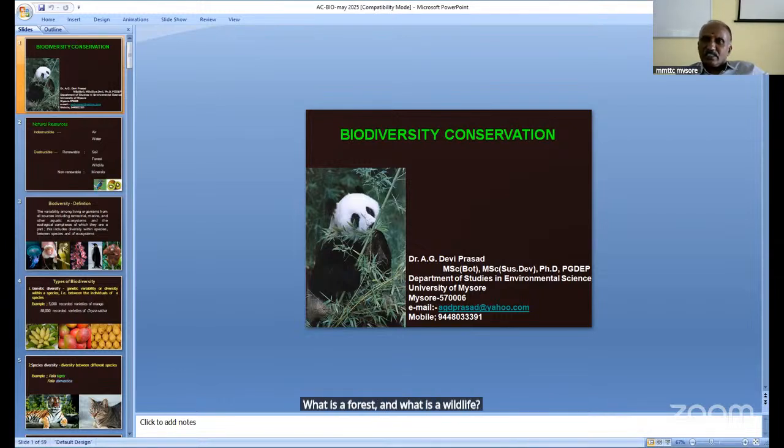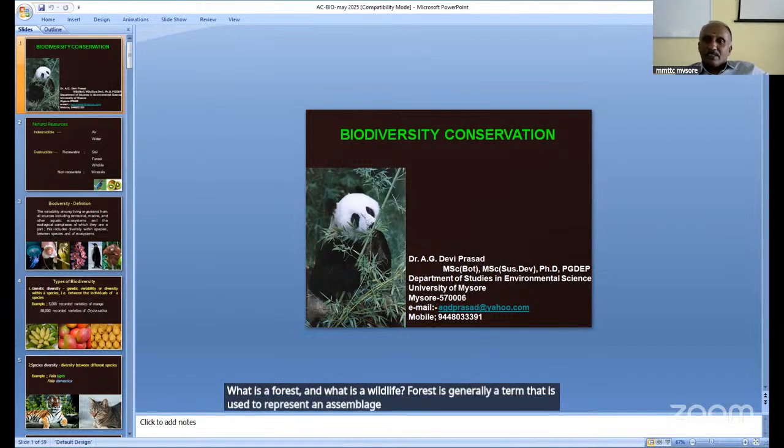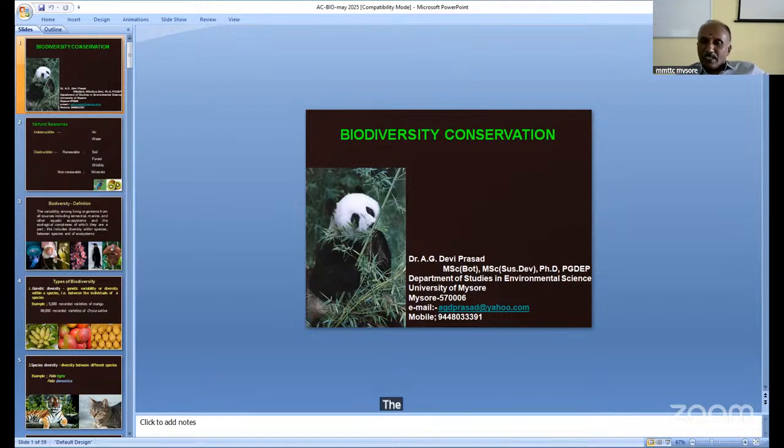Forest is generally a term used to represent an assemblage of plants in a particular area. The assemblage of plants in a natural area, you refer to as forest. And the group of animals dwelling in the forest, you refer to as wildlife.